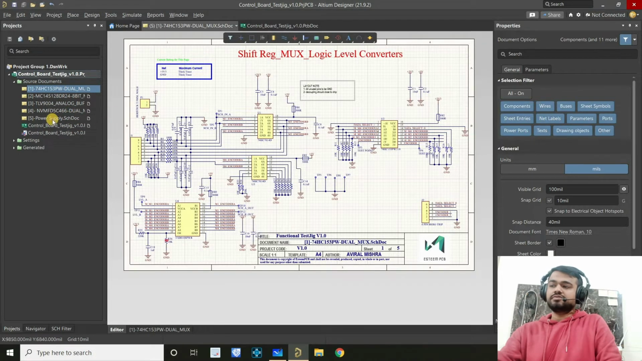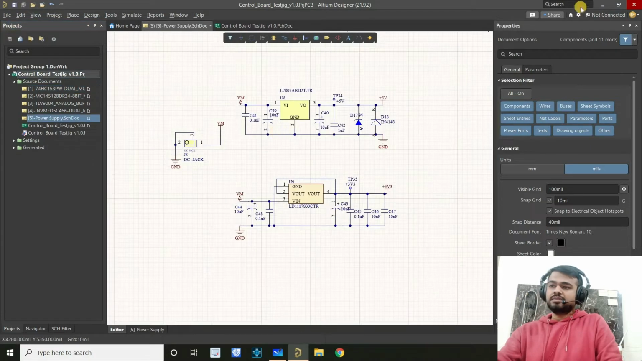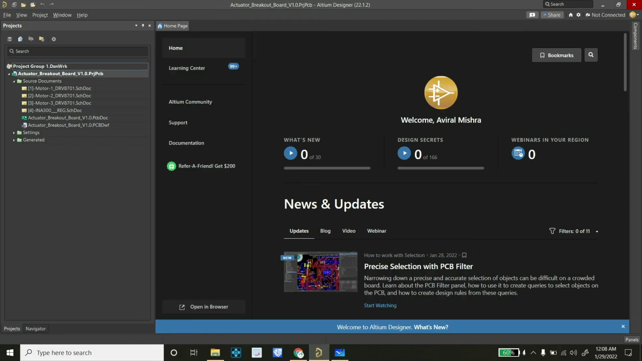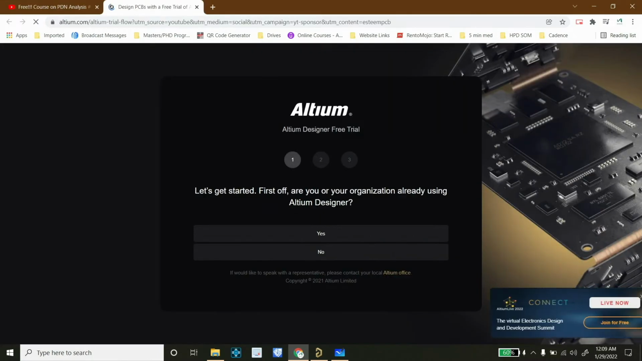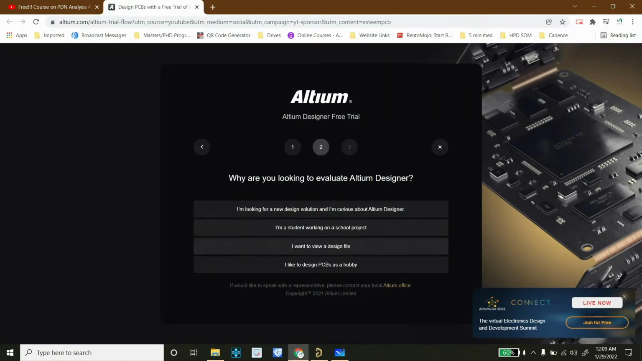Let's design our block diagram and power budget. People who don't know which tool I'm using, it is Altium Designer 22.1, and if you want to get the free trial of that tool, I put a link in the description. You just have to click there and register yourself, and within 24 hours you'll get the license.